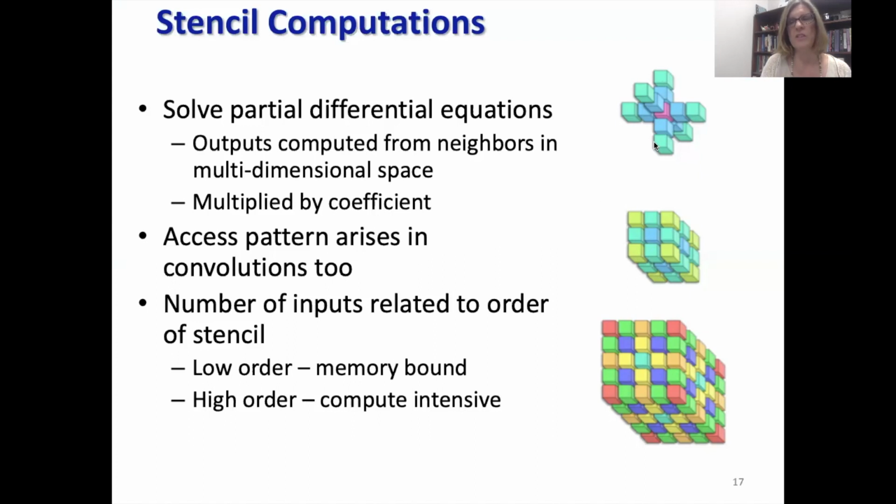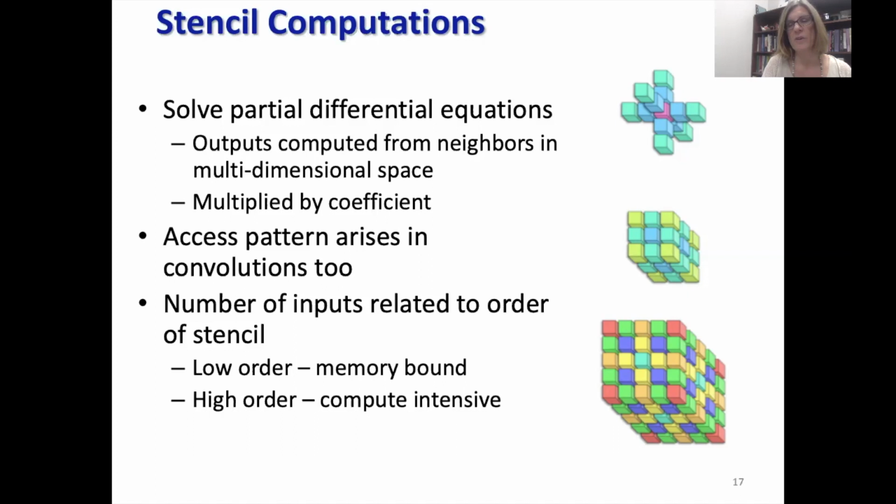In these pictures on the right, these are common stencil shapes in 3 dimensions. And the different colors reflect the same coefficient being multiplied by different points. So the number of inputs to a stencil is related to its order. Low order stencils, which have few inputs, are memory bound because you must read the data in. It's not reused very much in the memory hierarchy, and there's very little computation going on.